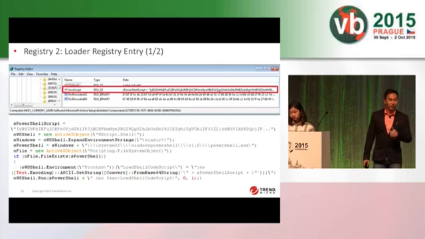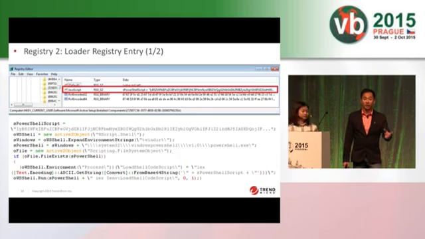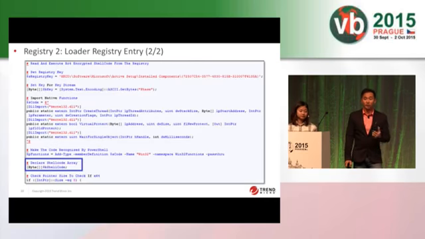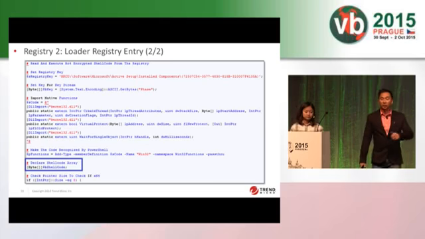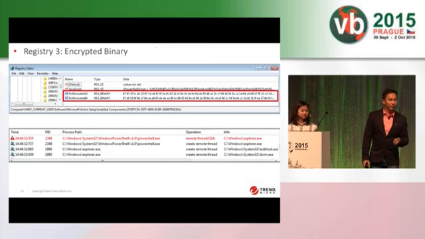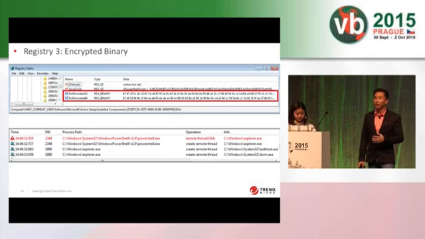And for the loader registry entry, you could see the script that will execute the PowerShell script. The PowerShell script is still encoded in base64. And of course, once decoded, its main purpose is to read, decode, and execute the shellcode that is embedded in the 3rd registry entry. The 3rd registry entry contains the executable binary, which is then injected into the running legitimate process explorer.exe.